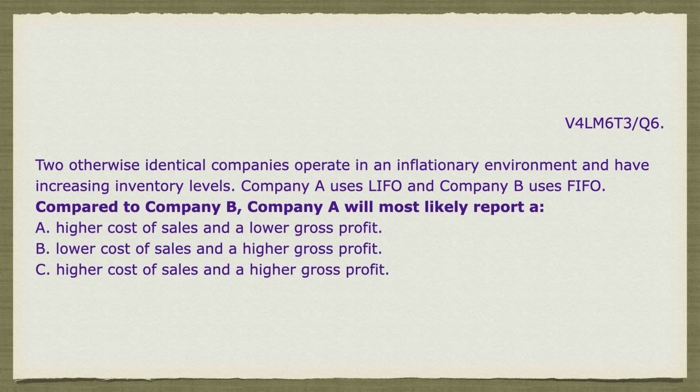Two otherwise identical companies operate in an inflationary environment and have increasing inventory levels. Company A uses LIFO and Company B uses FIFO. Compared to Company B, Company A will most likely report A. Higher cost of sales and a lower gross profit. B. Lower cost of sales and a higher gross profit. C. Higher cost of sales and a higher gross profit.